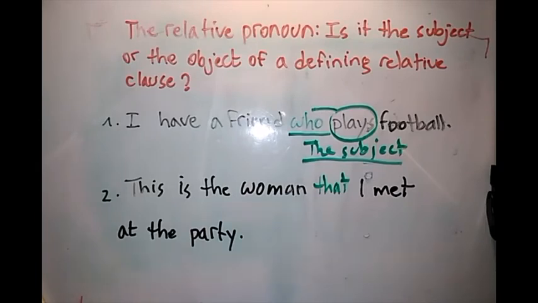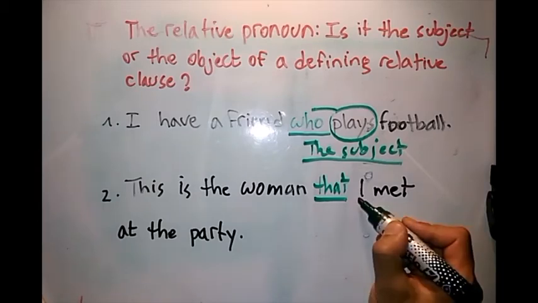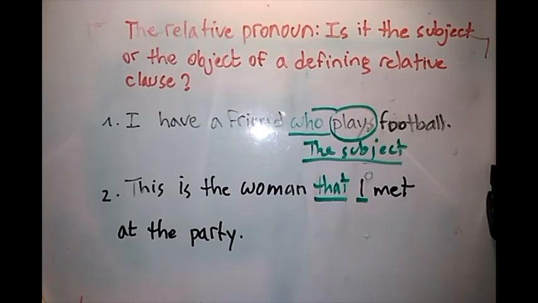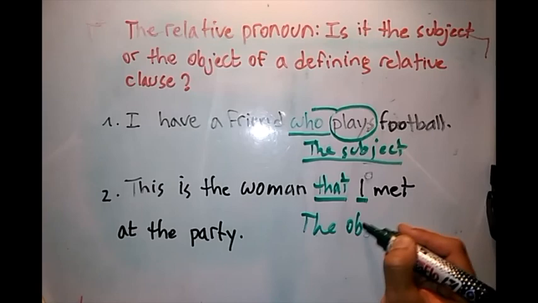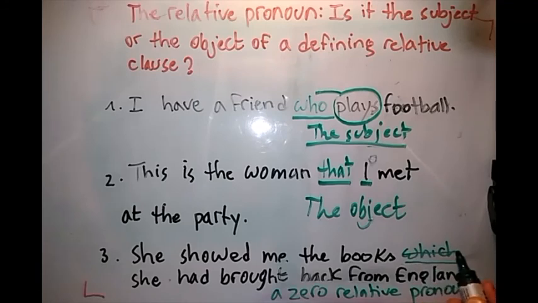Let's have a look at the second example. This is the woman that I met at the party. The relative pronoun here is that, and when there is a pronoun or a noun between the verb and the relative pronoun, the latter is the object of the clause. And when the relative pronoun is the object of the clause, we can use a zero relative pronoun. So we can say, she showed me the books she had brought back from England.